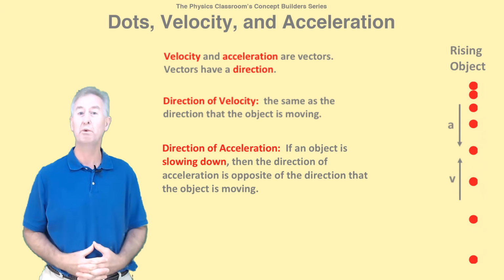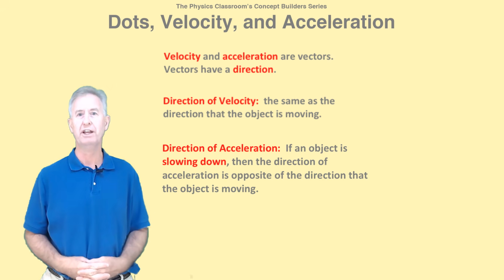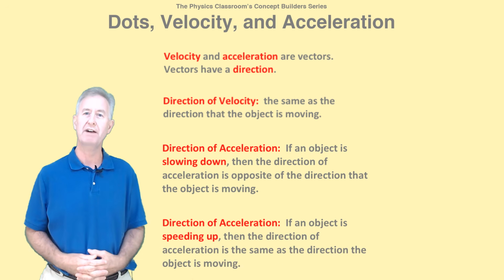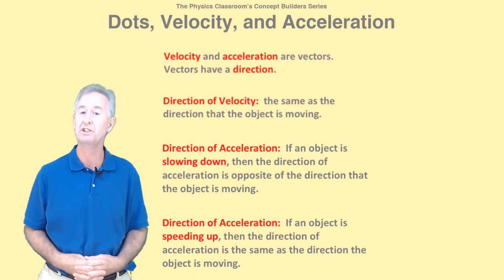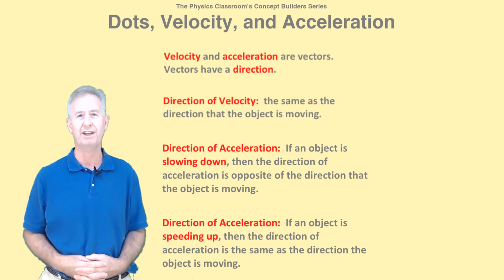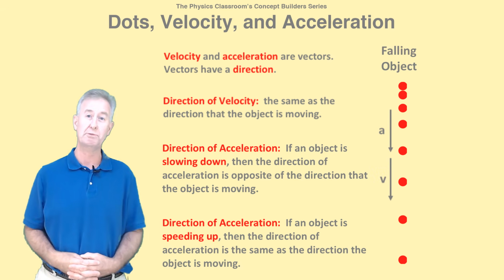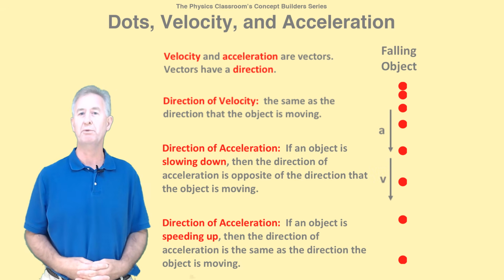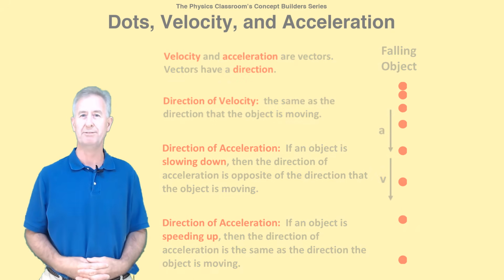Of course, you need a different rule if an object's speeding up. It goes like this. Speeding up objects have an acceleration direction that is in the same direction that the object is moving. So this falling object is speeding up. Its acceleration is downwards, the same direction that the object moves.